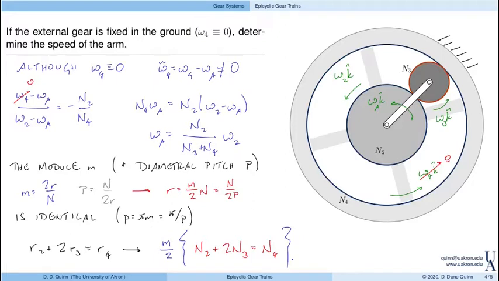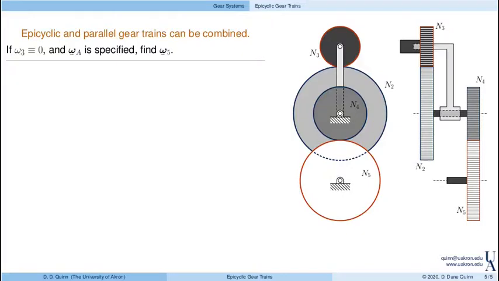So for these epicyclic gear trains, oftentimes the number of teeth in the conjugate gears must be in some sense related, right? So I can't just have any number of teeth on gear 4. It's got to be the number of teeth on gear 2, the sun, plus twice the planet. Now, we can also combine epicyclic and parallel gear trains.